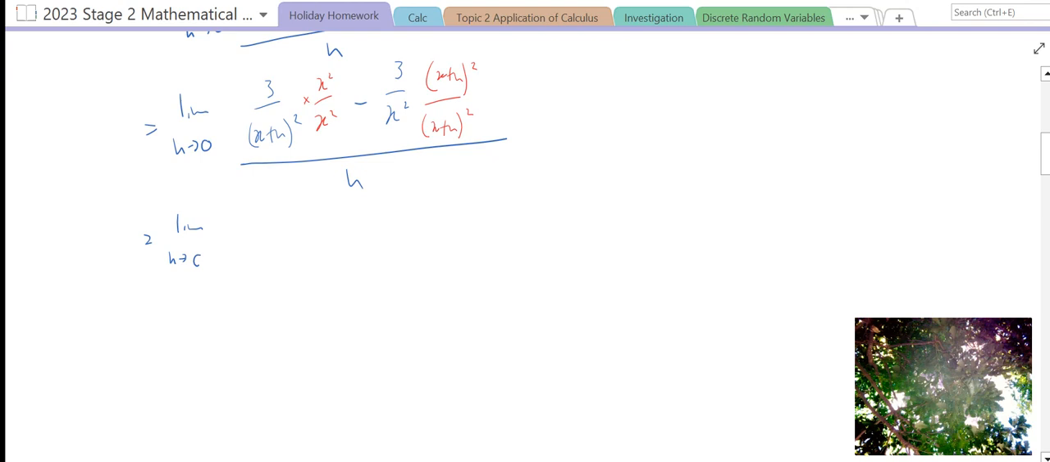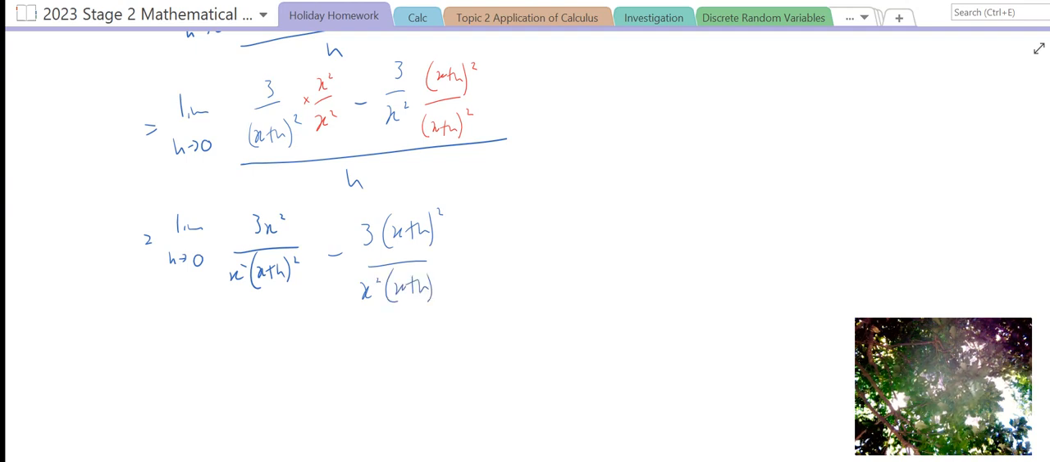Limit as h approaches 0 of 3x squared over x squared times (x plus h) squared, forgive my handwriting, minus 3 lots of (x plus h) squared over x squared times (x plus h) squared, all over h.